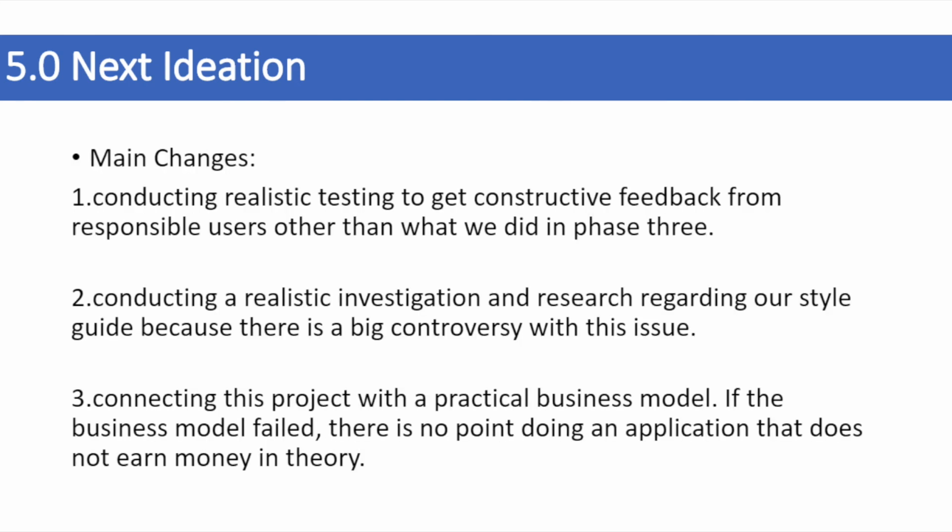There might be 3 main changes for the next iteration. The first main change would be conducting realistic testing to get constructive feedback from responsible users, other than what we did in phase 3. The second main change would be conducting realistic investigation and research regarding our style guide, because there is a big controversy in this issue. The third main change for this project would be connecting this project with a practical business model. If the business model failed, there is no point doing an application that does not earn money in theory.